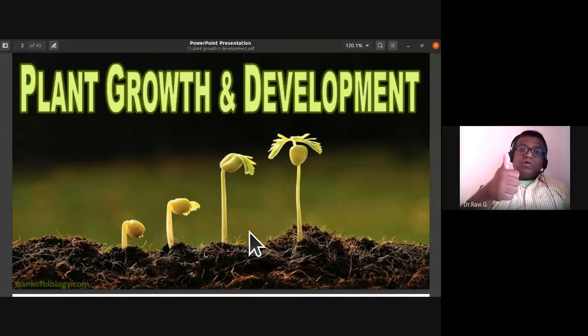We are going to study auxins, gibberellins, cytokinins, abscisic acid, and ethylene. Abscisic acid and ethylene are growth inhibitors. They prevent growth. Auxins, gibberellins, and cytokinins promote growth. So there are growth promoters and growth inhibitors among the growth regulators, and we will be studying that.